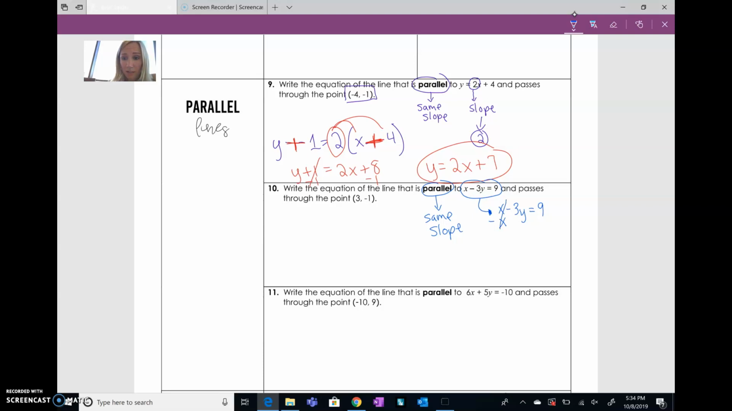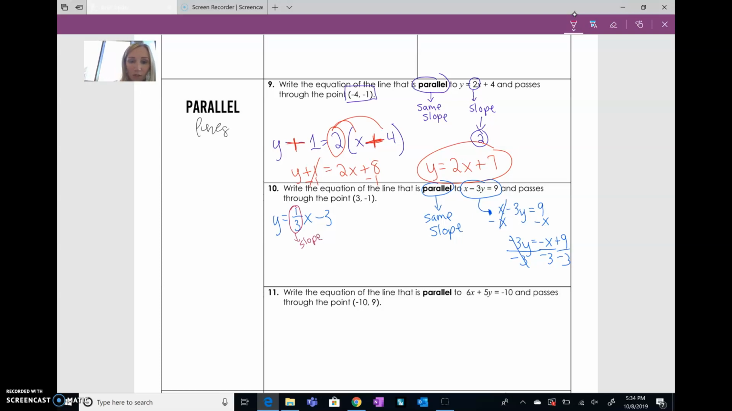You're going to minus x and minus x. You get negative 3y equals negative x plus 9. Then you divide by negative 3, divide by negative 3, divide by negative 3. So I get y equals a negative divided by a negative is a positive 1/3 x, and 9 divided by a negative 3 is negative 3. Okay, all that to show me that 1/3 is the slope.